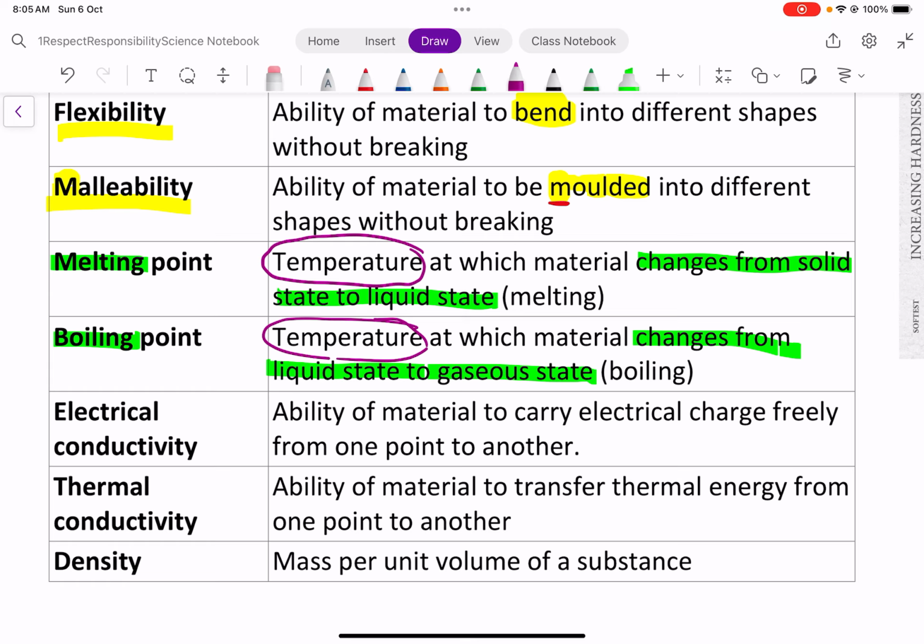Okay, so remember, melting points and boiling points are temperatures. So the answer for melting and boiling point must be in temperature with the unit for temperature. The common unit for temperature is degrees Celsius. But remember, degrees Celsius is not the SI unit. The SI unit is Kelvin. Okay? For temperature, the SI unit is Kelvin.